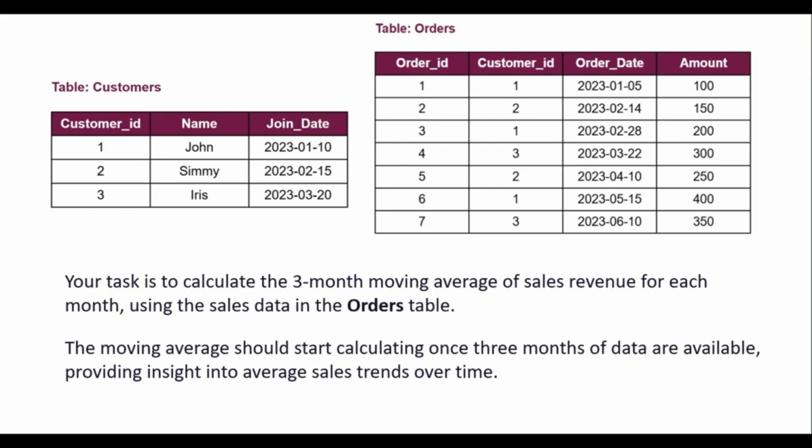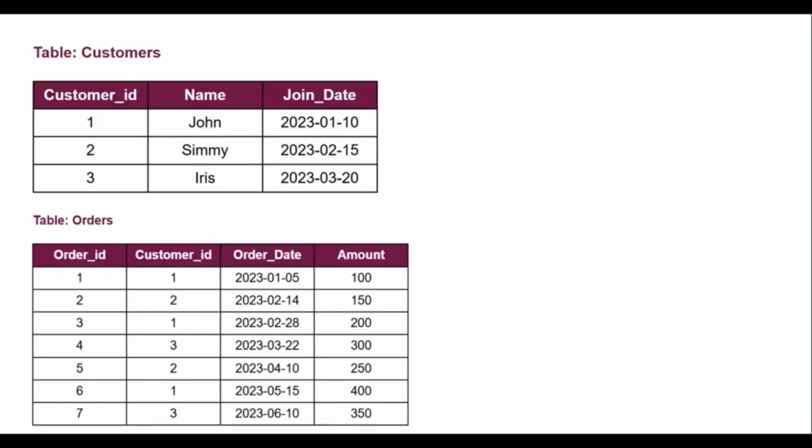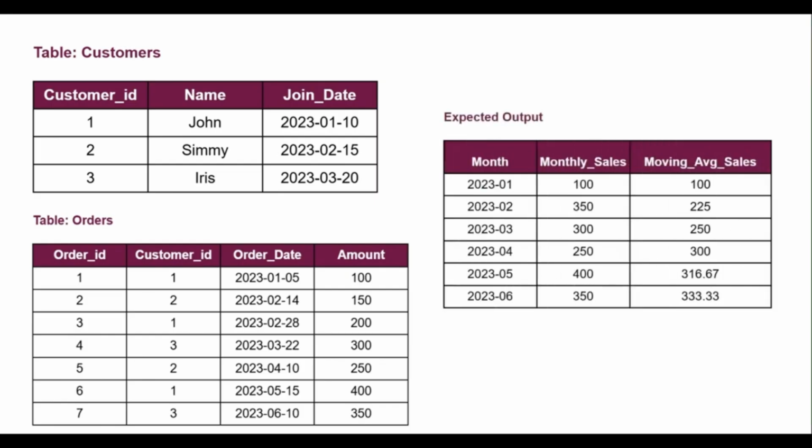So let's take a look at the input table and the output table over here. So these are your input tables, the customers table and the orders table. And this is how your output table should look. It has three columns: month, monthly sales, and the moving average sales of the 3 months. Now let's understand how this output table got derived from these input tables.